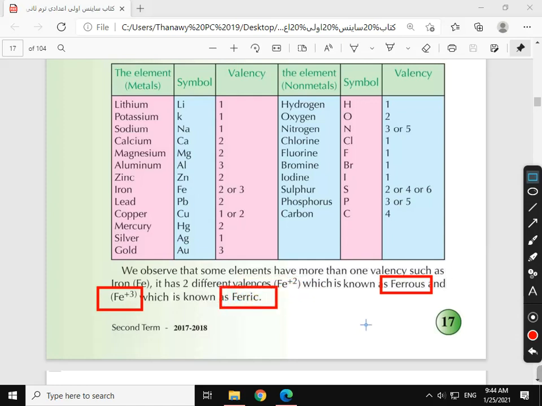Okay, and we also have sulfur, which has valencies 2, 4 and 6, or divalent, tetravalent, and hexavalent. You must keep these valences of these elements in mind, okay, and study them hard.